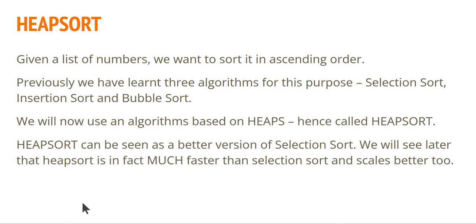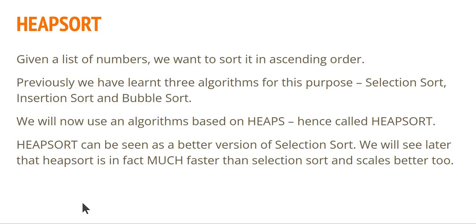The first problem that we are going to look at is basically the sorting problem. The problem statement is that, given a list of numbers, we want to sort it, for example, in ascending order. We have spoken about this before. Previously, we learned three algorithms for this purpose: selection sort, insertion sort, and bubble sort. We will now see another algorithm based on heaps, which is called heap sort.